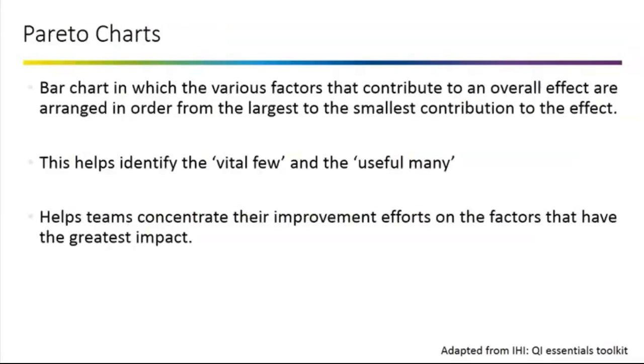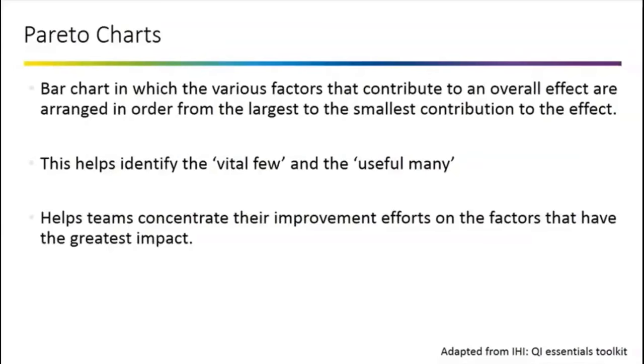So what a Pareto chart looks like is a bar chart of the various factors that contribute to an overall effect, and as I say, it'll be easier once you see examples in a minute, arranged in order from the largest to the smallest contribution to the effect. So that helps you to identify what we call the vital few and the useful many. And what we mean by that is the vital few are the factors that have the largest contribution to the effect and therefore warrant the most attention.